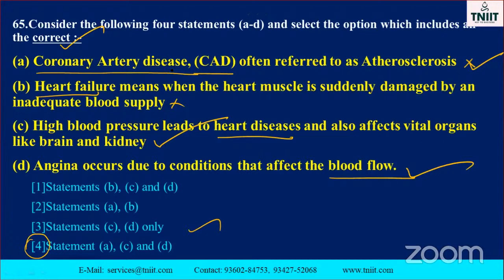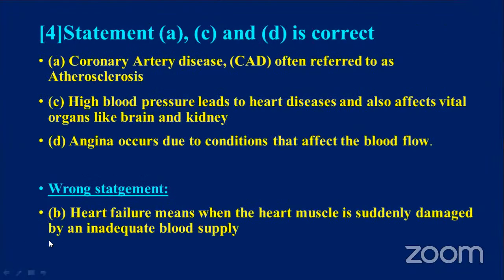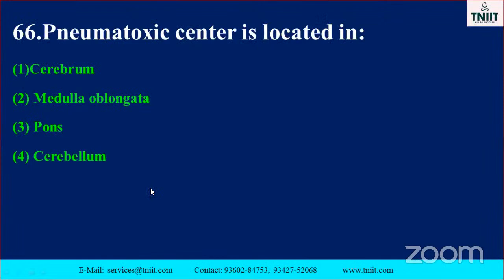Coronary artery disease is also called what? Atherosclerosis. Heart failure means when the heart muscle is suddenly damaged by an inadequate blood supply. Inadequate. Sometimes what happens? The blood supply will be high due to the pressure. Okay. And high blood pressure leads to heart disease and also affects vital organs like the brain and kidney. Okay, major. This is the correct one. Angina occurs due to a condition that affects the blood flow. It's also correct. So A, C, D is the correct. B is the wrong answer. So the correct option is the fourth one. See, this one is the correct one. This one is the wrong one. Okay, my dear. What is the next one?